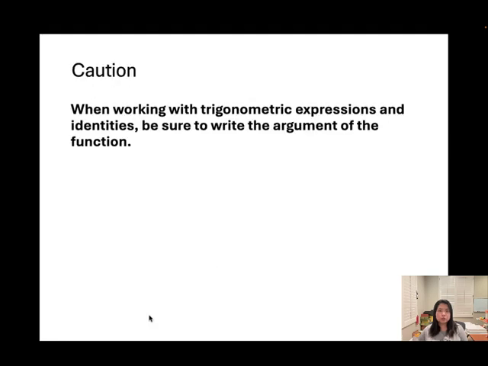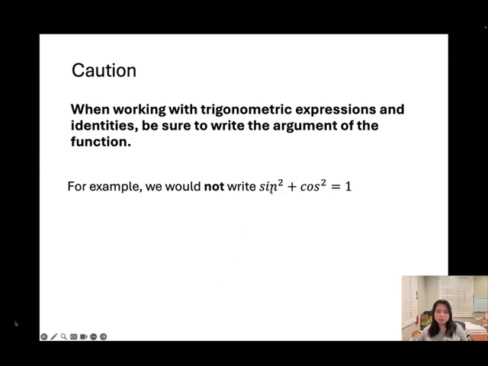Okay, when working with trigonometric expressions and identities, be sure to write the argument of the function. For example, don't write like this: sine squared plus cosine squared. You need the angle x or theta here.